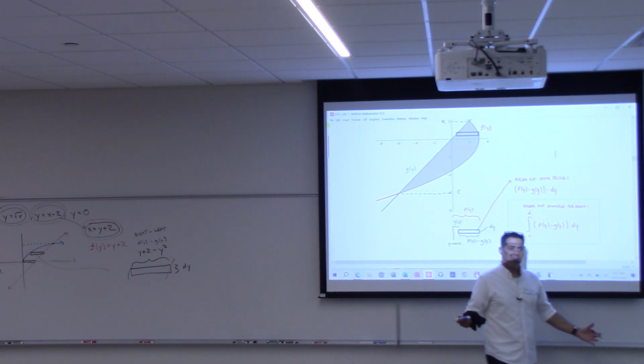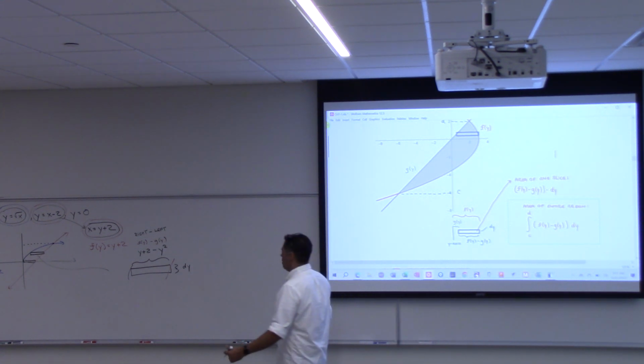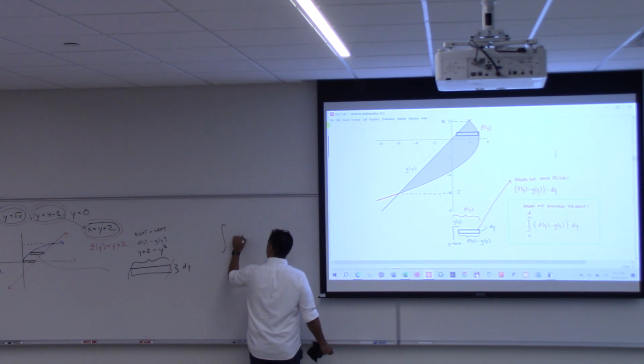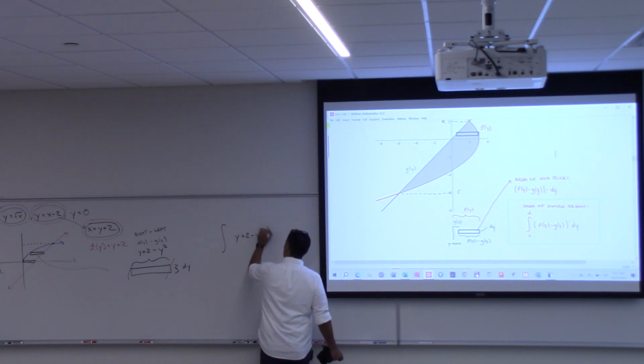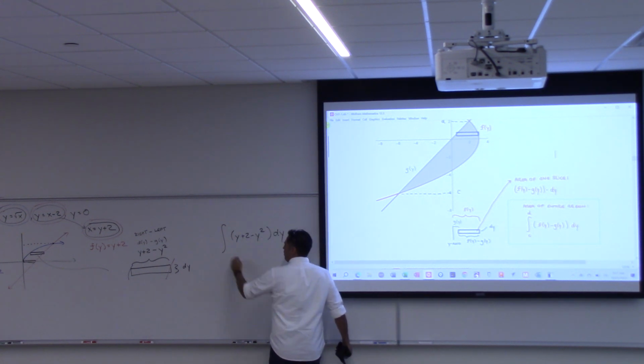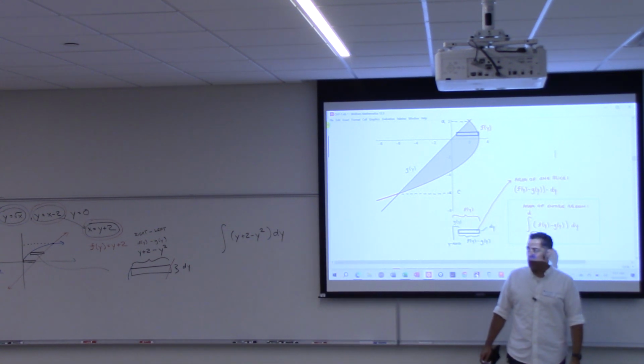Questions or no? All right? Sure? So far, our integral looks like this. y plus 2 minus y squared dy. And now we need our limits of integration, right? We need our limits. So we need where they hit each other.